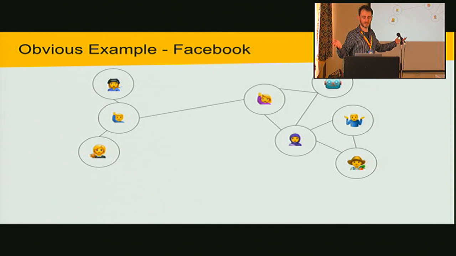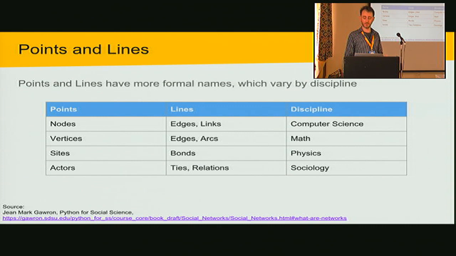Those points and lines have more formal names, depending on the discipline. You could call them nodes and edges, or links. This is common in computer science, and this is what we'll use today mostly. Vertices and edges in math, sites and bonds in physics, and actors and ties or relationships in sociology. Personally, I'm very excited about the sociology part because you can really see some cool things about how the world works in everyday life with network analysis. That's pretty cool. And we'll use the formal terminology.